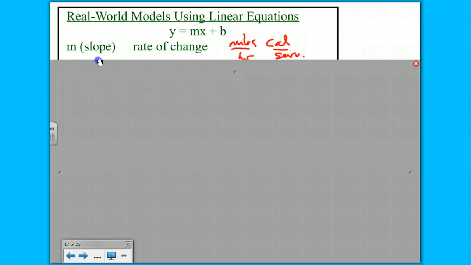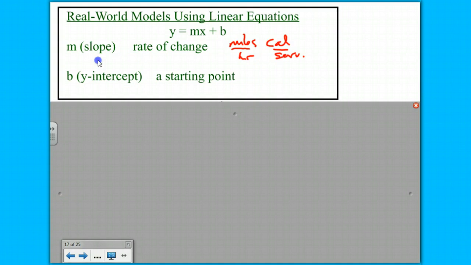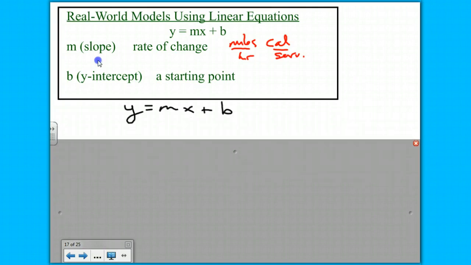And then the B, the y-intercept, is usually the starting point. It is a point where everything begins, okay? So when we are writing an equation from the real world, we look for rates, there are slope, and we look for starting points.